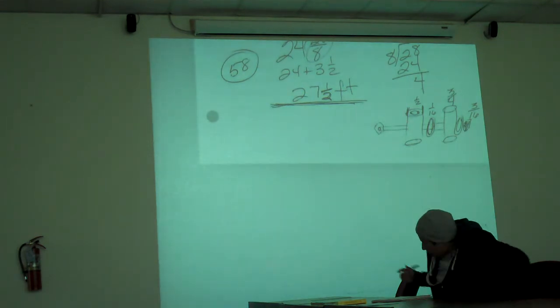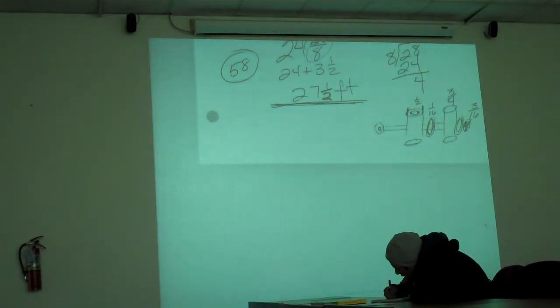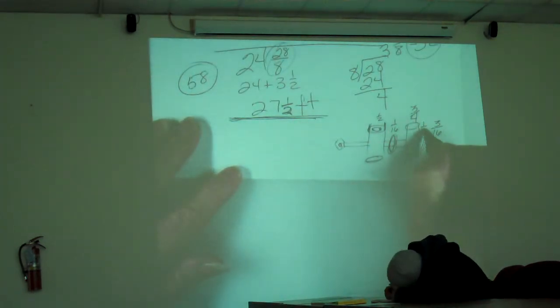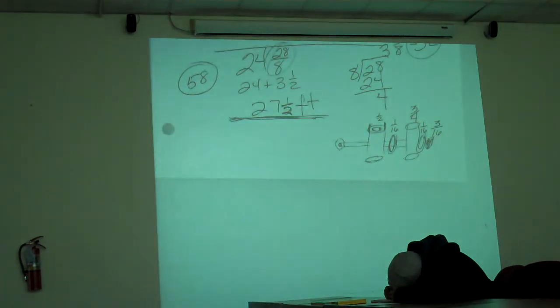It says another washer. So what do you think? How big is that washer going to be? 1/16. The same as the first washer, 1/16. So what are you going to do to those numbers to figure out how big your bolt has to be? Add them all up. You'll have to add all these numbers up, which means you'll need to get a common denominator and then add them.